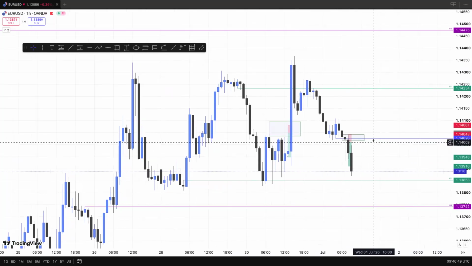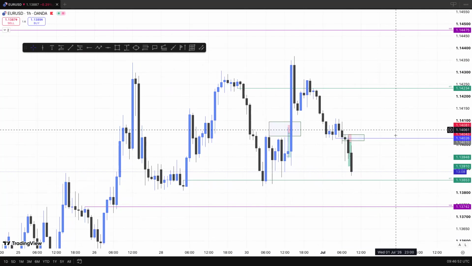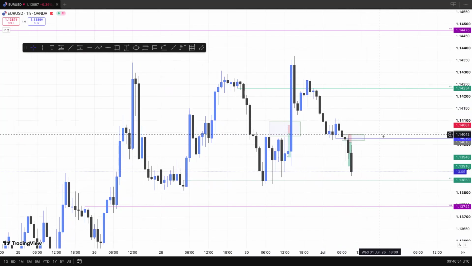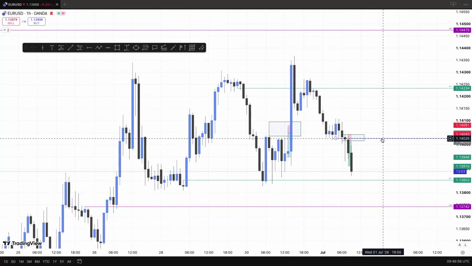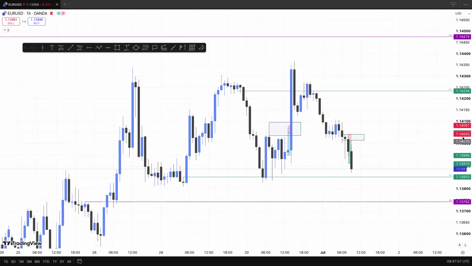Okay, for price to then continue the bearish move, or this supply right here will decide if the bearish move wants to continue or not. Okay, so on EUR/USD, still bearish.